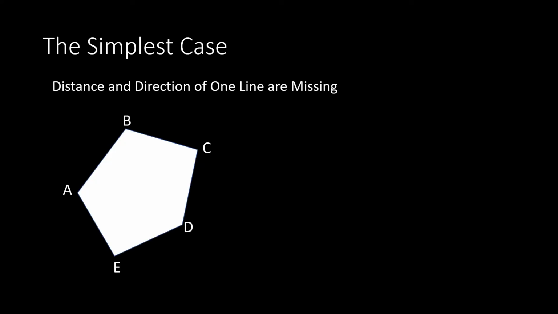Let us now consider the simplest case wherein the distance and direction of one line are missing. So we have here a traverse comprised of 5 station points, and let us say that side CD has a missing length and direction. Could be a bearing or an azimuth. So what we are going to do is we simply apply the condition for any closed traverse. That is, the sum of the departures must be equal to 0, and the sum of all the latitudes must also be equal to 0. Okay, with this, we'll be able to determine the latitude and the departure of line CD.